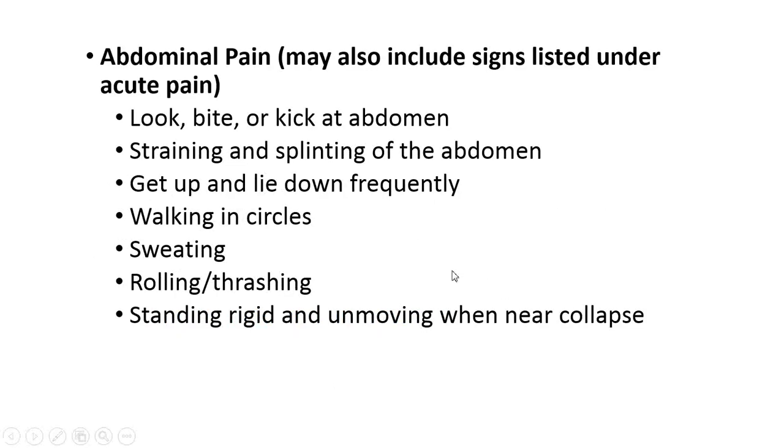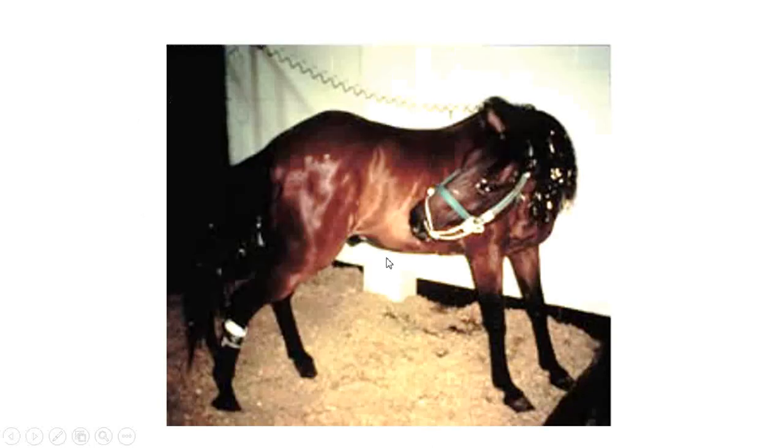So abdominal pain in horses: they may look and bite and kick at their abdomen, may strain, may splint the abdomen, which means tense it up. They may get up and lie down frequently. They may sweat. They may roll and thrash. They may walk in circles. They may stand rigid, as that horse I showed you previously, and not move, just stand there in what's called a sawhorse stance.